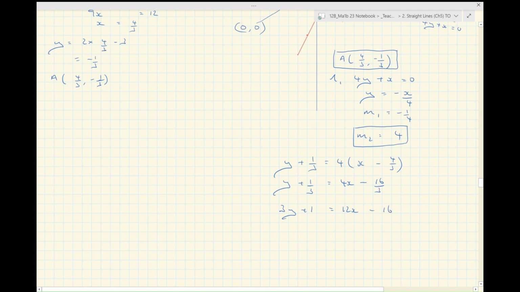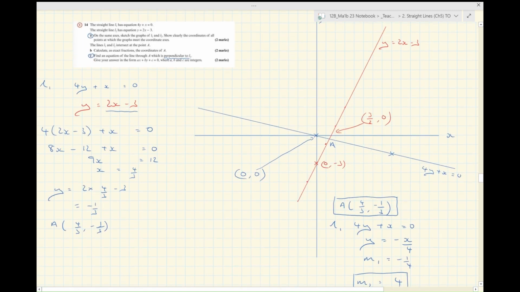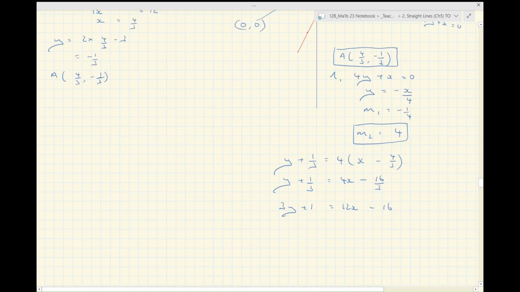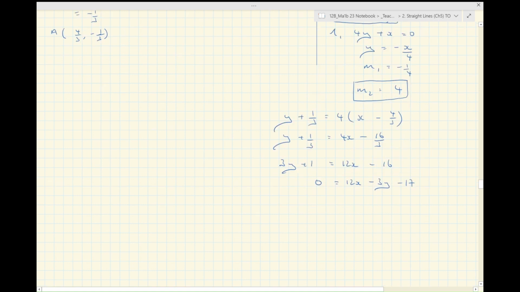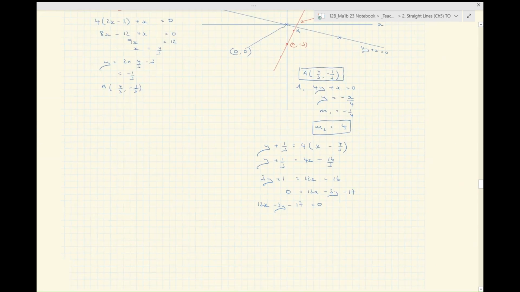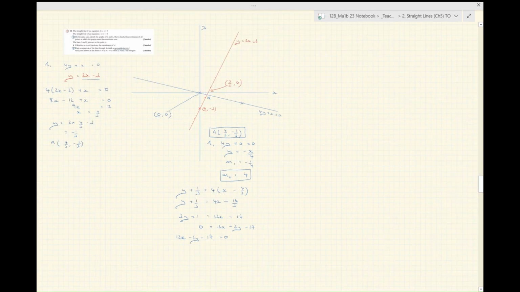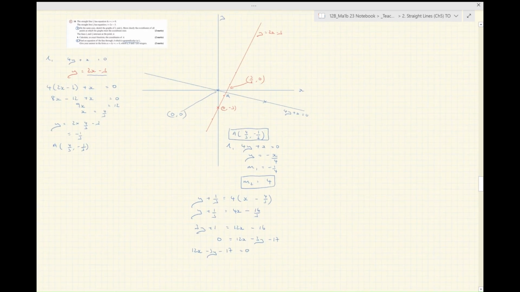Now what form does it want my answer in? Ax plus by plus c equals 0. So I'll leave the 12x there. I'll minus 3y from both sides. I'll subtract 1 from both sides, leaving 0 there. So the equation of my line is 12x minus 3y minus 17 equals 0. And that is question 14 complete.